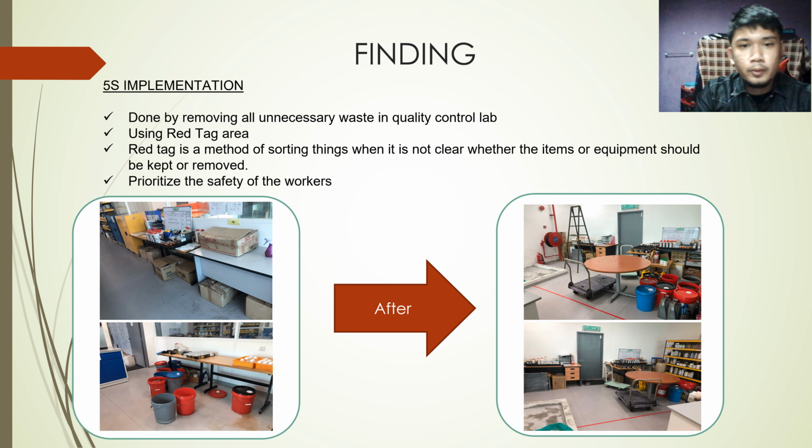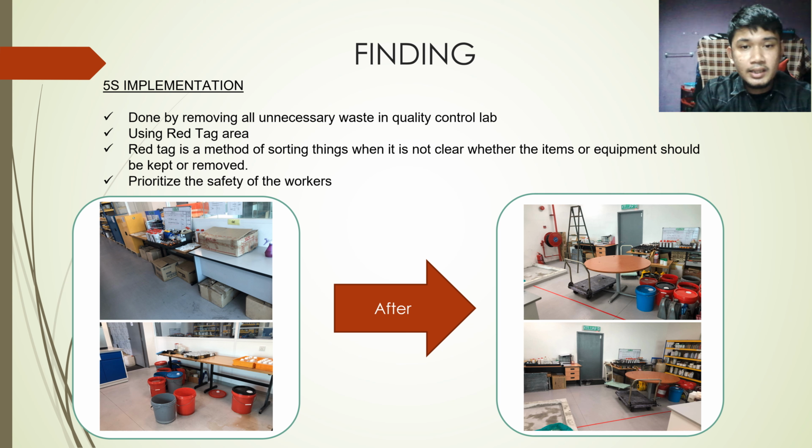Now I proceed with the findings for the method implementation. First is 5S implementation. It's done by removing all unnecessary waste in the quality control lab. It is using the rectangle area, which is the method of sorting tin when it is not clear whether the item or equipment should be kept or removed. It prioritizes the safety of the workers.